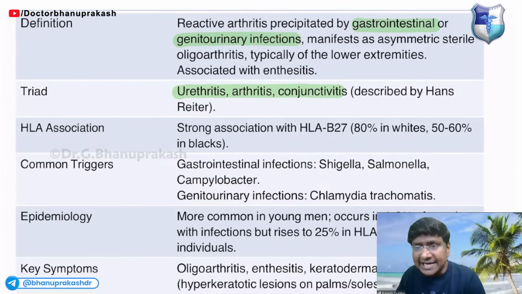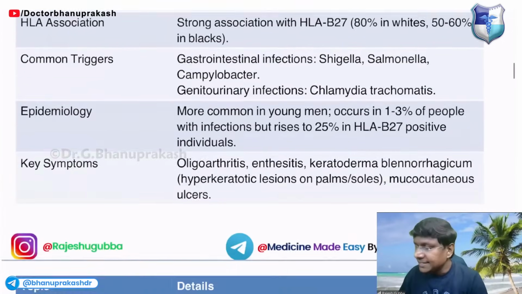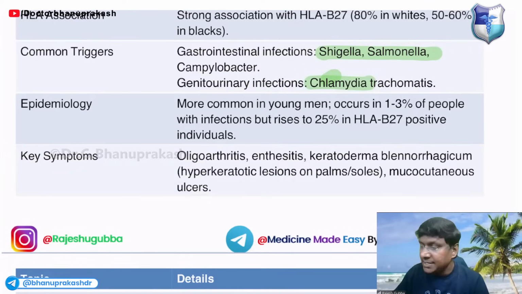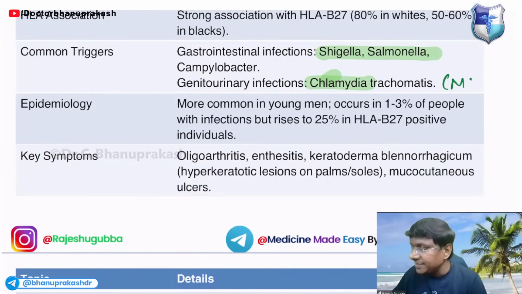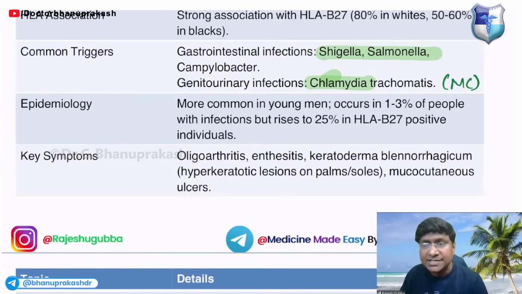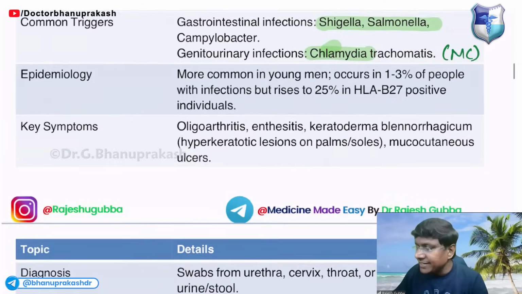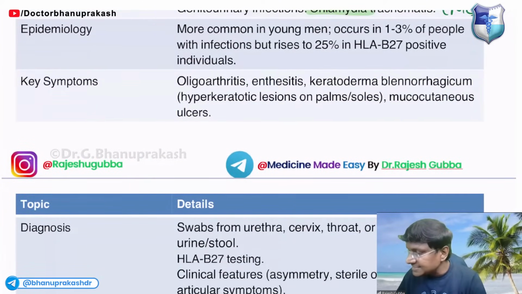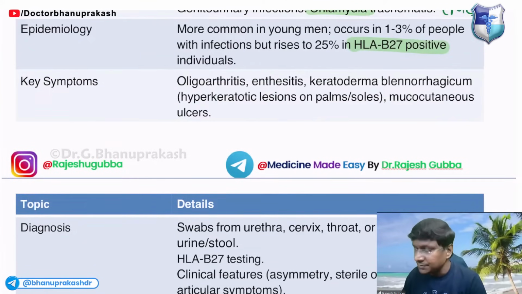Right. And what is this gastrointestinal infection caused by? Gastrointestinal infection is caused by Shigella, Salmonella, and Campylobacter. Genitourinary infection is caused by Chlamydia trachomatis. And what is the most common organism causing Reiter's or reactive arthritis? That is Chlamydia trachomatis. Okay, that is the most common organism. Done. Then HLA, as I have already said, it is HLA-B27 that will be positive, right?